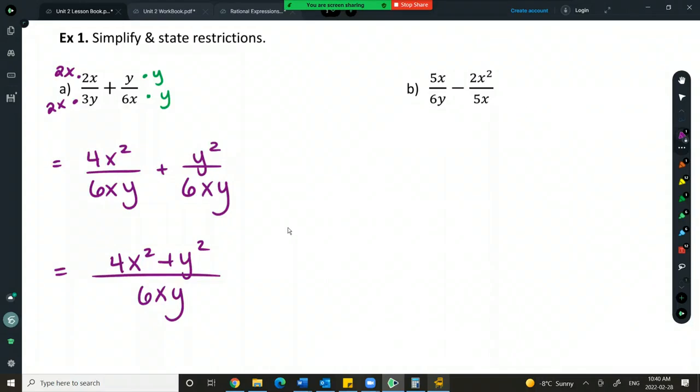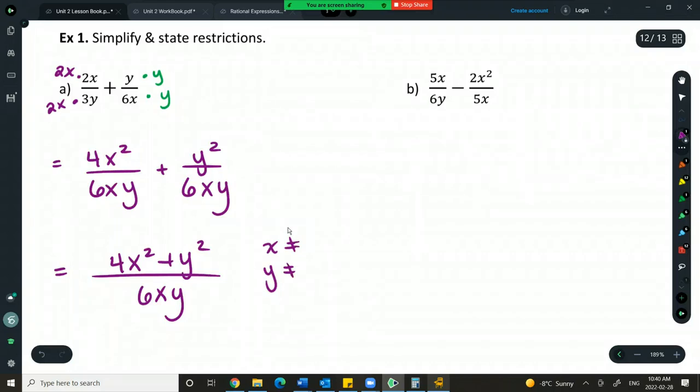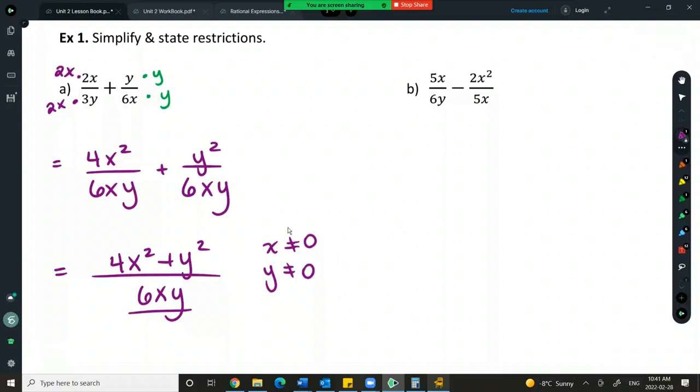Restrictions. I need a restriction for any variable that's in the denominator. So I'll need one for x and I'll need one for y. Alan? 0 for both. If either of these are 0, they're all being multiplied, so it will just make the whole denominator 0 when they get multiplied.